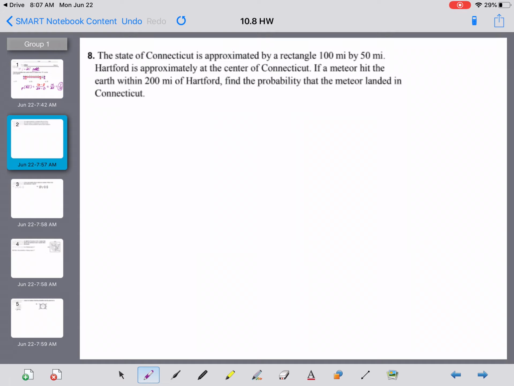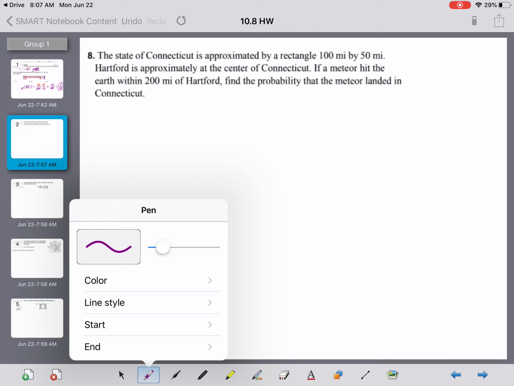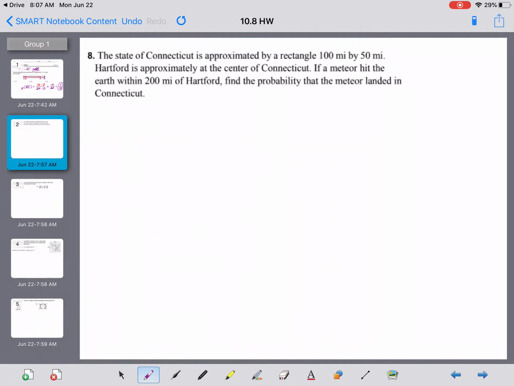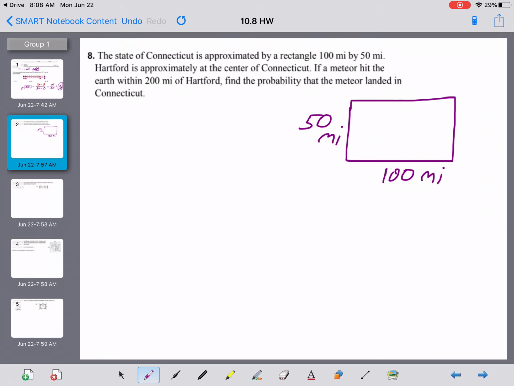Again, number 8 is not one that I have assigned to you guys, but I still thought it would be good to talk about, and it might help you with some of the other problems that are located near it. So it says here, the state of Connecticut is approximated by a rectangle that's 100 miles by 50 miles. These East Coast states, especially up in the corner there, are not very big, everybody. So what do we have here? We have about 50 miles running from north to south and about 100 miles going from left to right. Hartford is approximately at the center of Connecticut. That's a big city right there. And they want to know, if a meteor hit the Earth within 200 miles of Hartford, find the probability that the meteor landed in Connecticut.